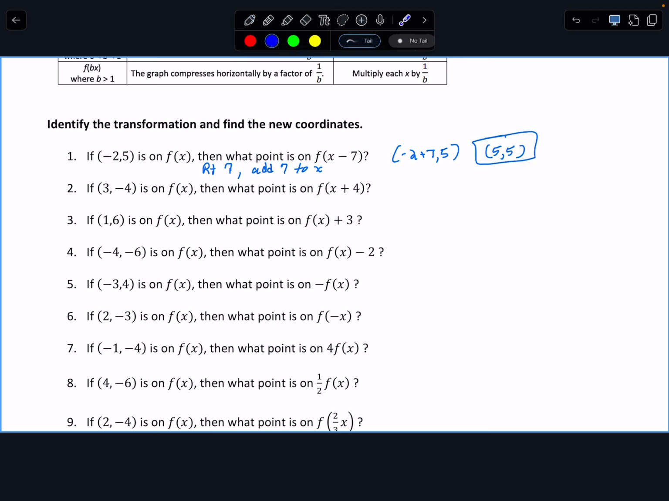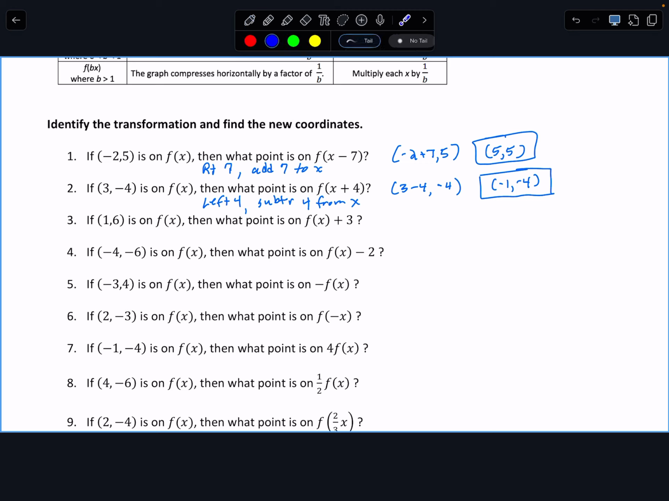On number 2, it's going to go to the left 4. Remember, when it's affecting x inside, it's the opposite direction. So f of x plus 4 is going to go left 4. And you need to subtract 4 from x. So you have a 3, take away 4, and you end up with negative 1, negative 4.